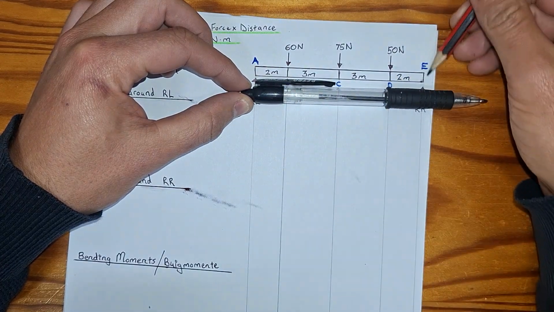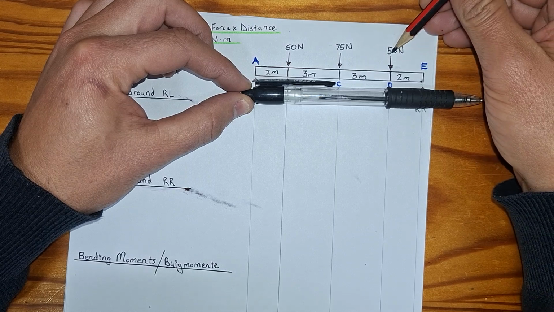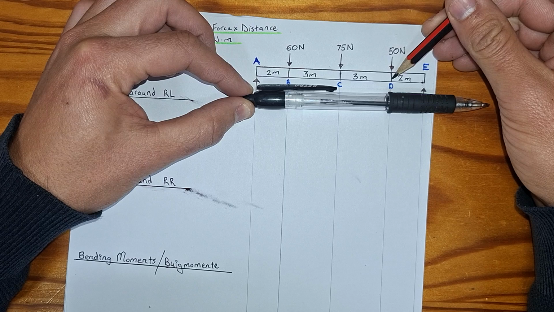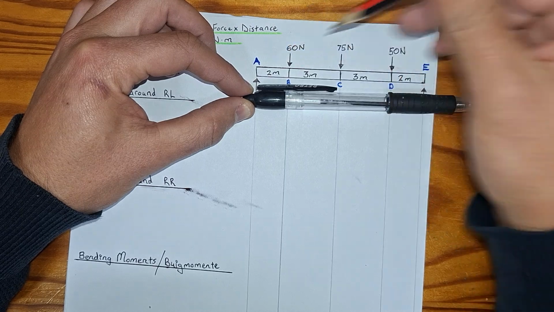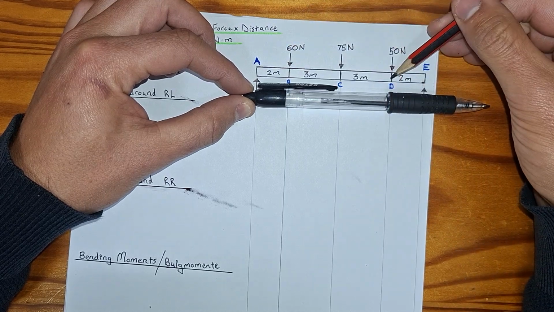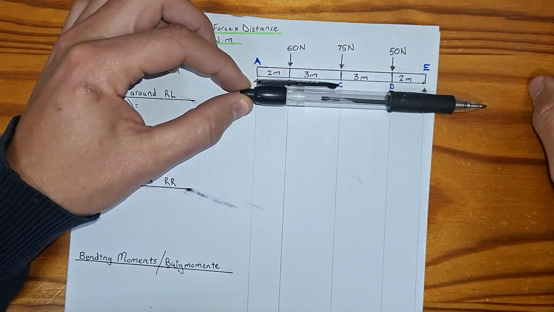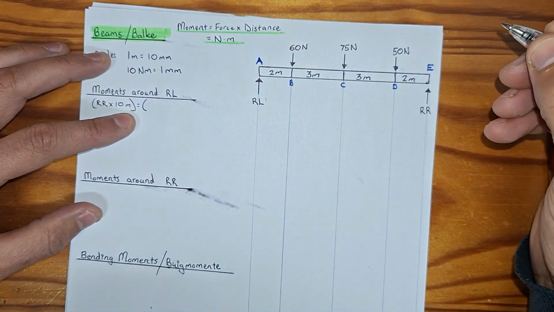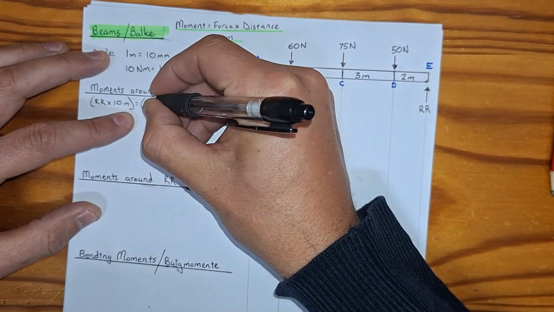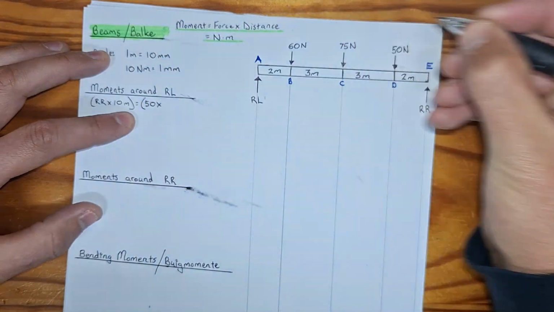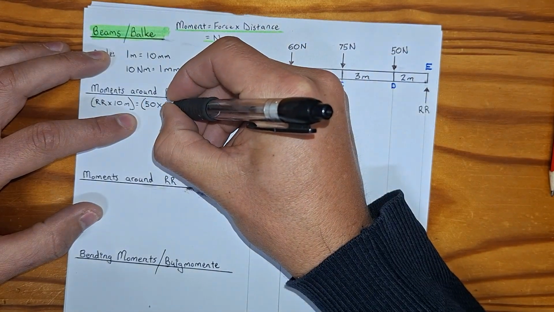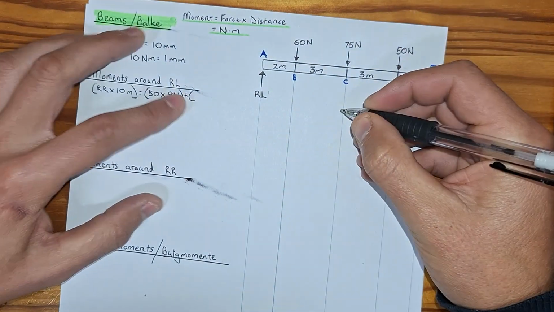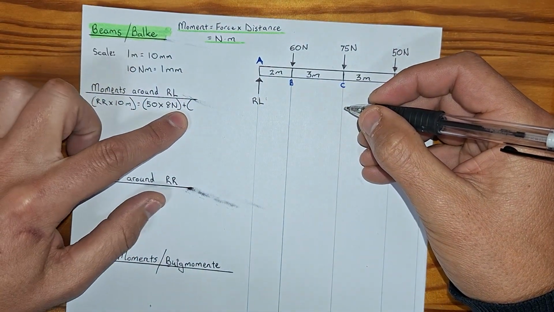There's no downwards force at point E, but there is one at point D. So it's 50 newtons times 3 plus 3 plus 2, so it's going to be 8 meters. 50 newtons times 8 meters. Keep in mind that is one moment, so we're going to open a bracket, write down 50 newtons times 8 meters, close the bracket, plus, then we're going to write the next moment down.